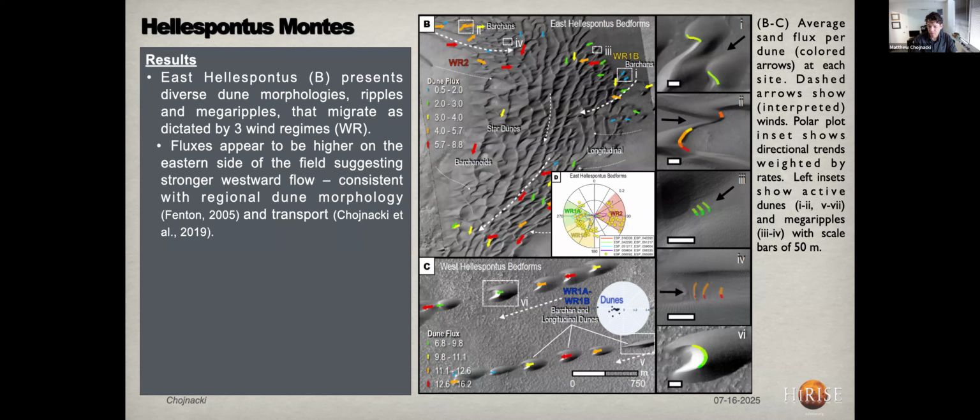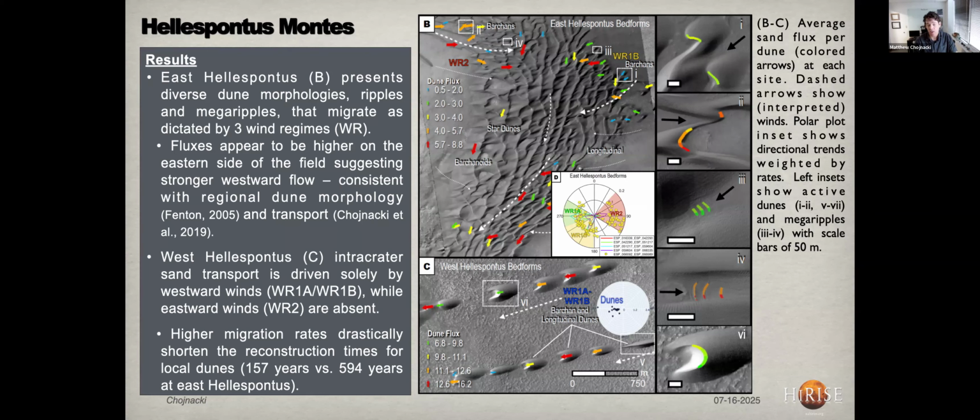When you looked at the sand flux, this is a rose plot showing the three different wind directions, 1A, 1B, and 2. You can see when we mapped all the dune fields and then ripple patterns all within something like 7 or 8 HiRISE images, that's all encapsulated in this one rose plot. You can see that there's just a lot of spread and diversity in their directions and their magnitudes.